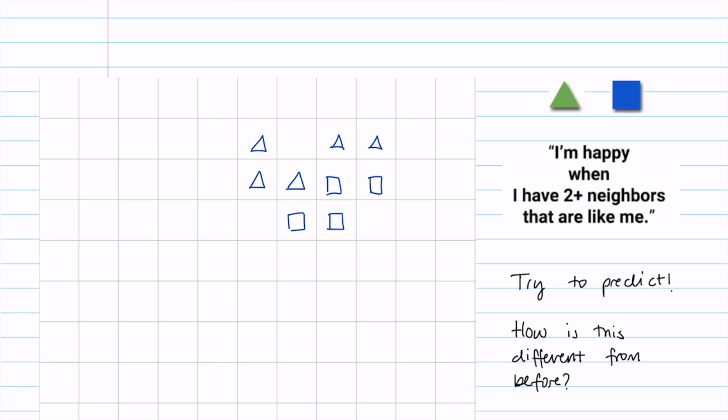But again, you can change this number. You can say, I'm happy when I have 3 or more neighbors that are like me. Or I'm happy when I have 2 or more neighbors that are not like me. You can ask those different questions and you might get very different behavior, and who knows? Try to predict it and see what happens. Fill in a grid.